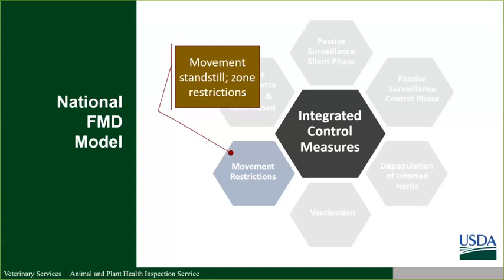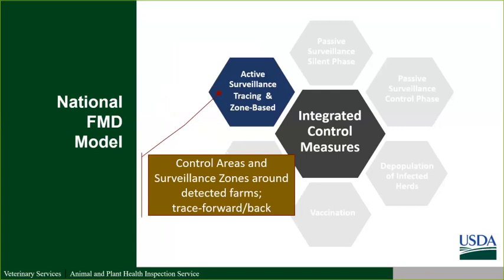Another thing we can do is alter the probability that producers or farms will actually abide by those movement standstills and movement restrictions, so we can look at different effects of, for instance, biosecurity even within our zone. We can also model active surveillance of how it would be applied in the U.S.